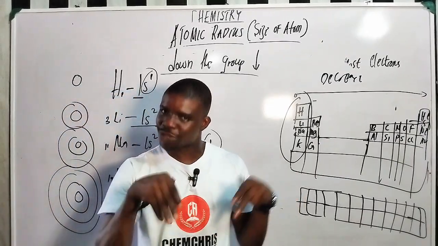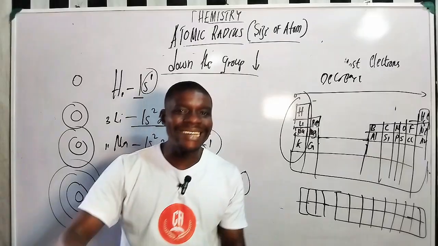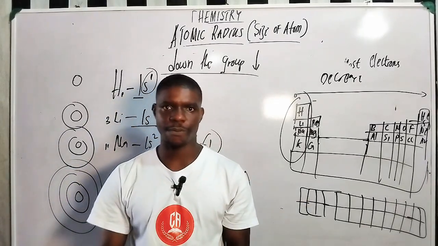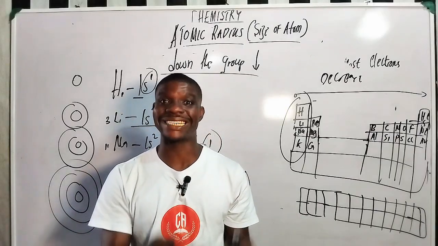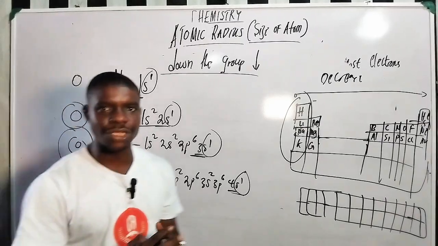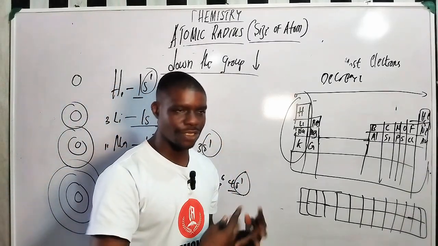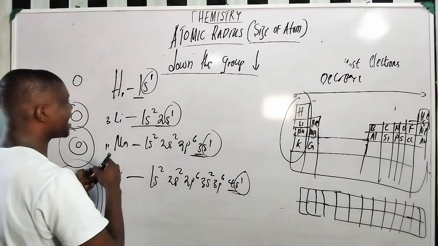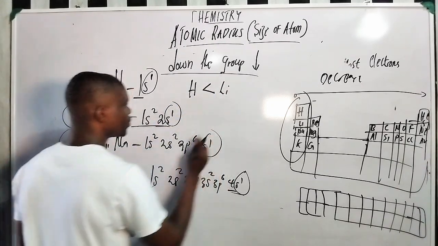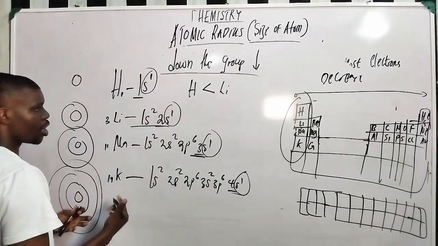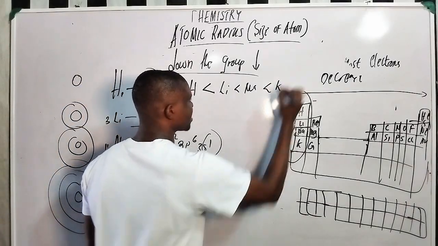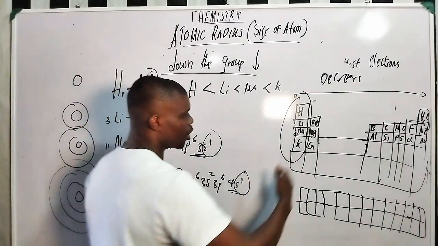So what happens to the size of the atom down the group? The size of the atom, which is the atomic radius, increases down the group, because there is an additional shell added as you go down. It means that hydrogen is less than lithium in size, lithium is less than sodium, and sodium is less than potassium.